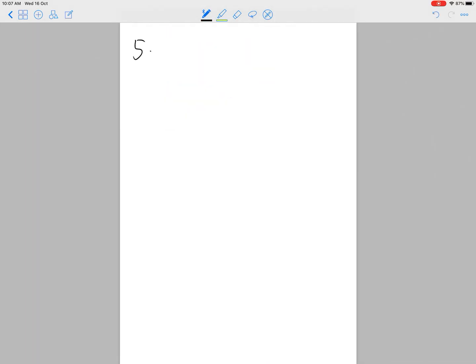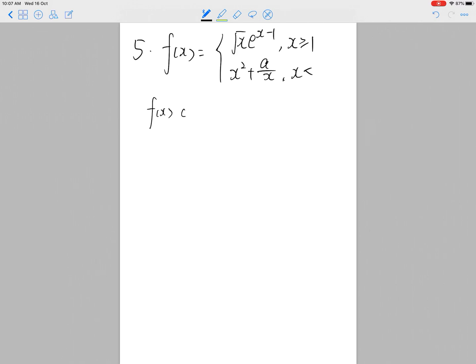Problem 5. So f(x) is continuous if and only if the limit of f(x) exists and equals the value. We can see when x is strictly greater than 1, this is continuous. When it's strictly smaller than 1, this is continuous. So the only problem is when x equals 1. So we only need to care if f(x) is continuous at point 1.